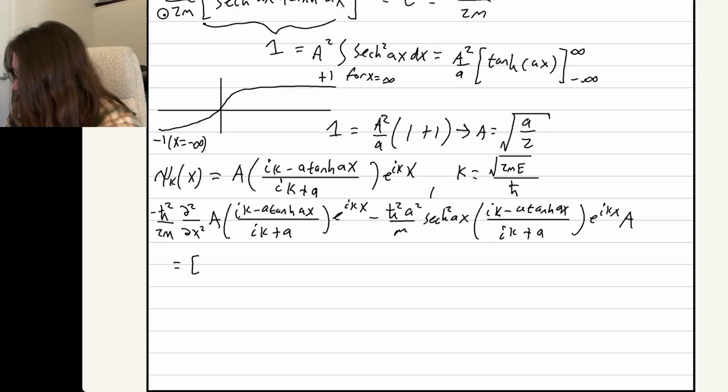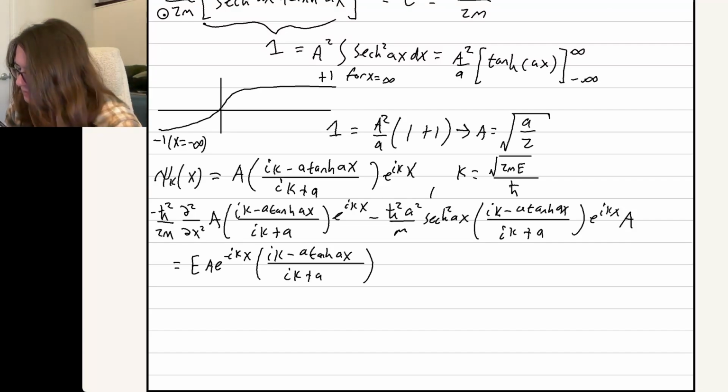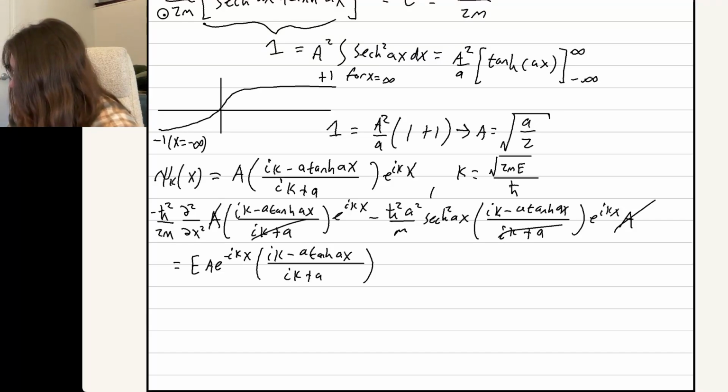And on the right hand side, it's e to the ikx times the funky little tanh function over ik plus a. So immediately we get a pretty good deal of cancellation, because all of these are proportional to a over ik plus a. So cancel all of those out, and then start doing the first derivative of the junk.